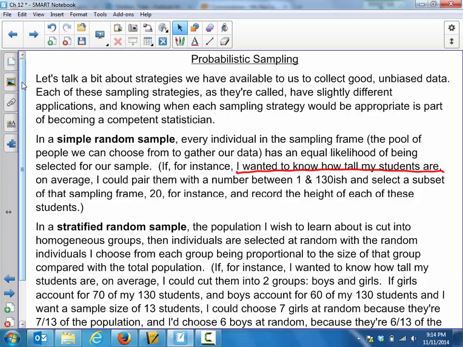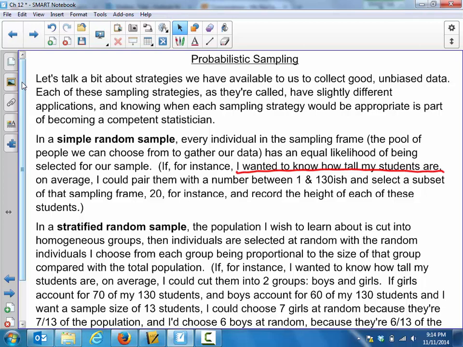Okay? So I'm pairing all the students with a number between 1 and 130. Think back to how you guys ran your simulations with a randint in Chapter 11. And then I select a subset of that sampling frame, 20 for instance, so my sample size is 20. There are 20 students being selected, and I record the height of each of these students. Okay? That is a simple random sample.